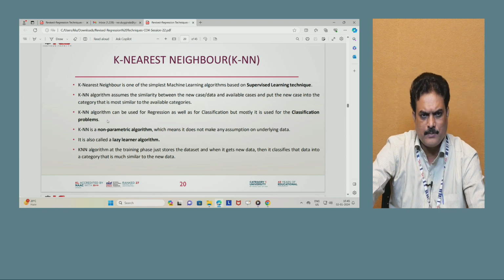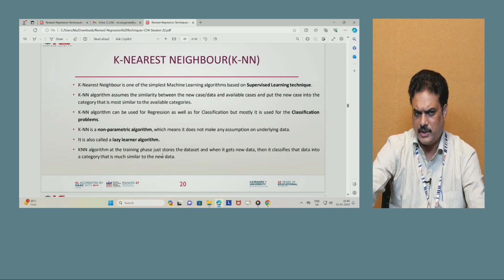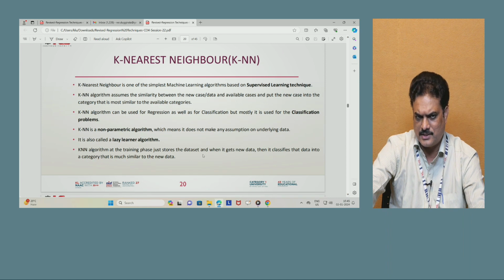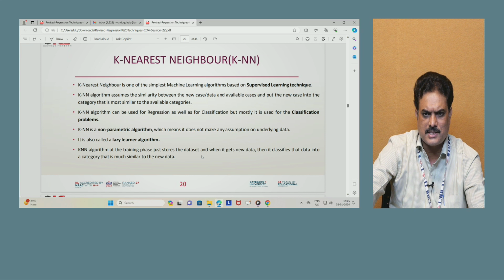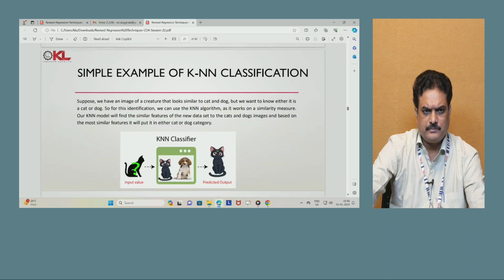The KNN algorithm can be used for regression as well as for classification, but mostly it is used for classification problems. KNN is a non-parametric algorithm, which means it does not make any assumption on the underlying data. It is also called a lazy learner algorithm. At the training phase, KNN just stores the data set, and when it gets new data, it classifies the data into the category that is most similar to the new data.